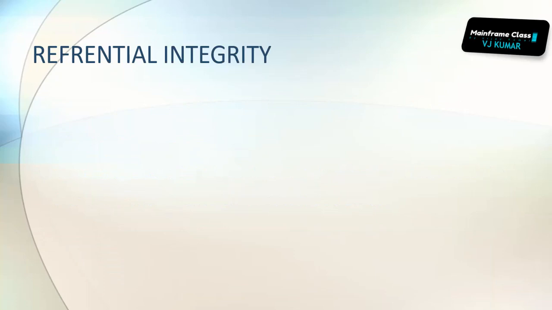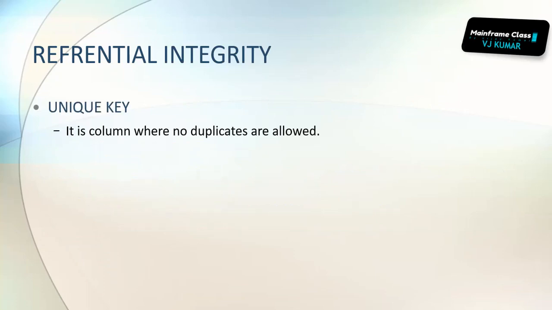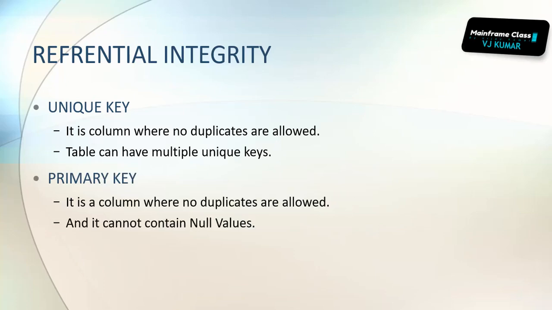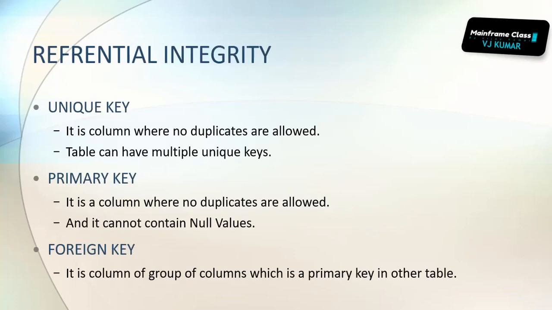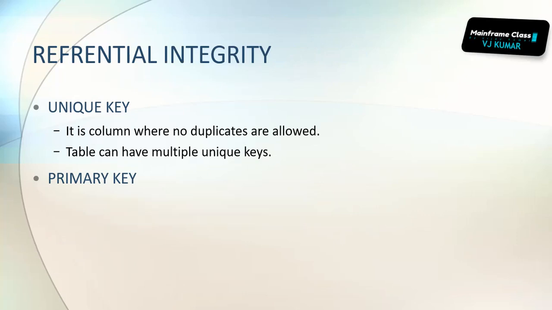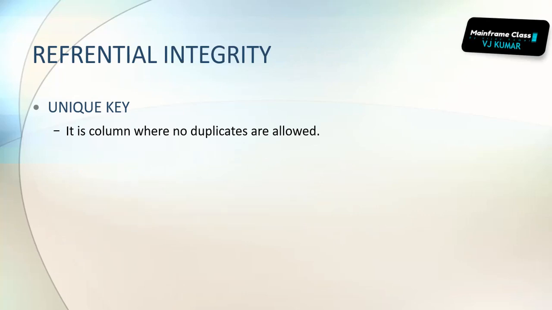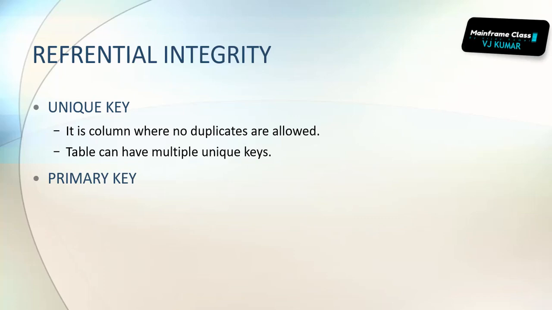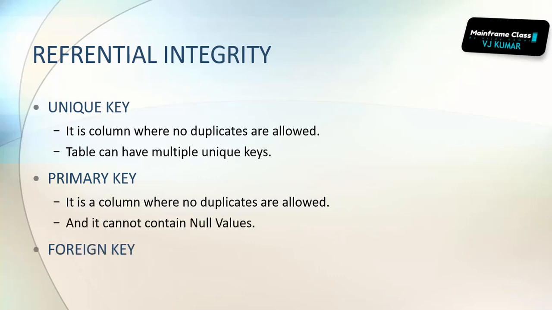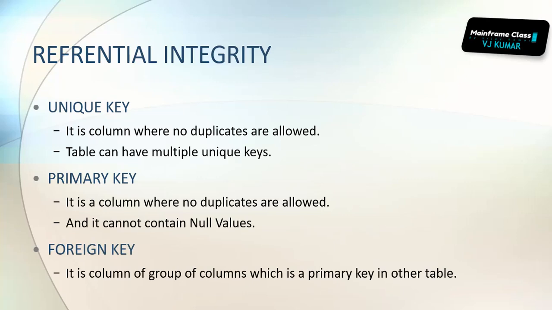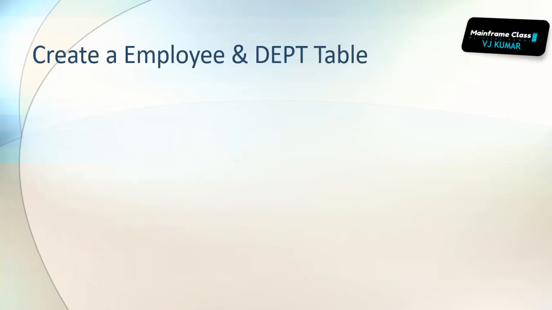Now we'll talk about an important topic, referential integrity. We have a unique key, primary key and foreign key. These are called referential integrity. What does unique key mean? It is a column where no duplicates are allowed, and a table can have multiple unique keys. Primary key is also a column where no duplicates are allowed. We have seen the primary key already, and it cannot contain a null value. Foreign key is a column, or a group of columns, where the primary key is in other tables. These are called referential integrities.